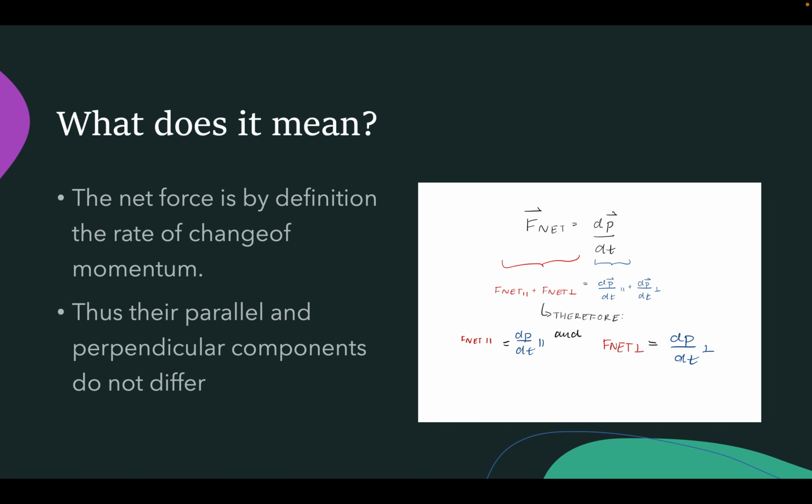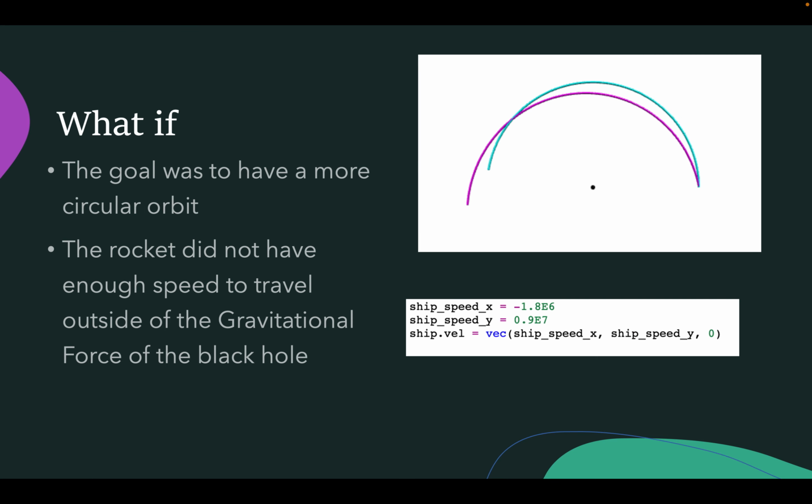What does it mean? The net force is the definition of the rate of change of momentum. Thus, the parallel and perpendicular components do not differ. What if we had a goal to have a more circular orbit of our rocket? The rocket did not have enough speed to travel outside of the gravitational force of the black hole, and via the same mechanisms of guess and check, we were able to derive the speed to be approximately negative 1.8 times 10 to the 6 in the x direction and 0.9 times 10 to the 7 in the y.